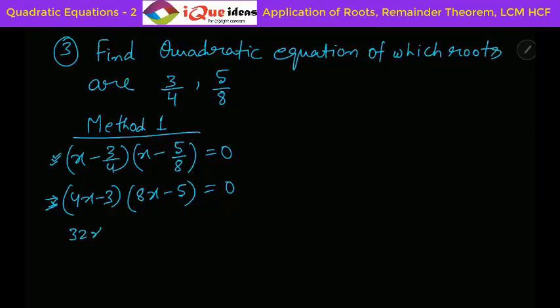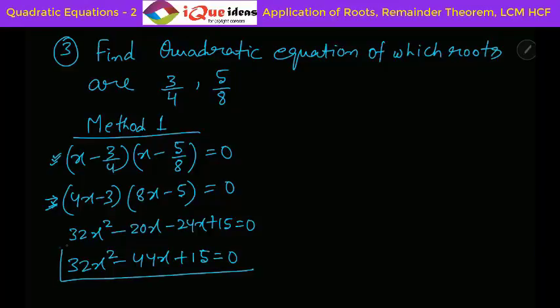4x into 8x is 32x square, minus 4x into 5 is 20x, minus 3 into 8x is 24x, minus 3 into minus 5 is plus 15, that is equal to 0. So we have 32x square minus 44x plus 15 equal to 0 as the answer of this question. Alright. Now let's take method 2 of this.